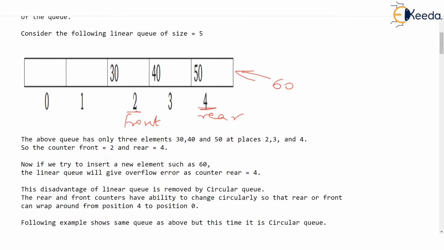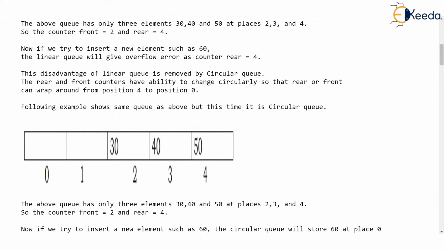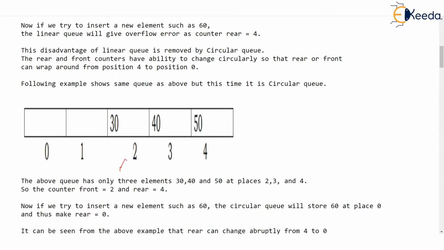But watch, these two elements are vacant, so actually overflow should not have been announced, because 60 has lots of place over here in the queue. This disadvantage was removed by circular queue. If front is at 2 in circular queue and rear is at 4 and we want to insert 60, then 60 will be inserted at place 0 and rear, which was 4, will now become 0.